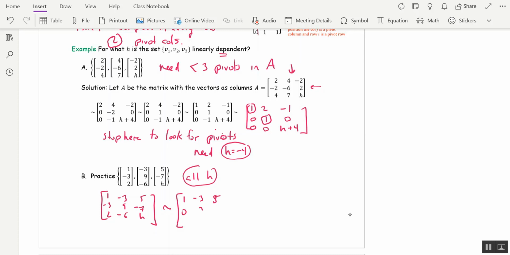I get 0, 0, 8. And then I'm going to take the top row, multiply by -2, and add it to the third row to get 0, 0, H minus 10.